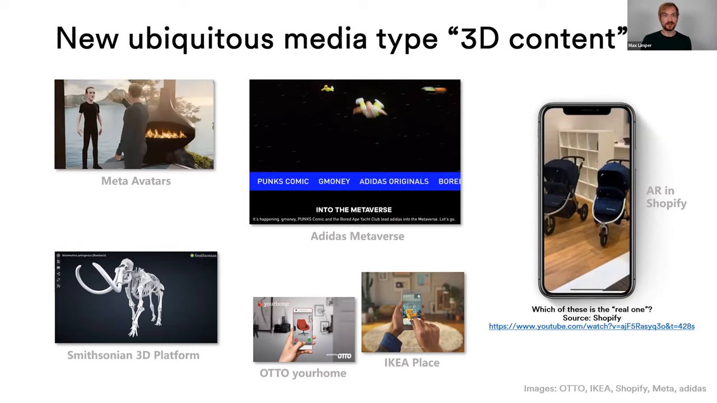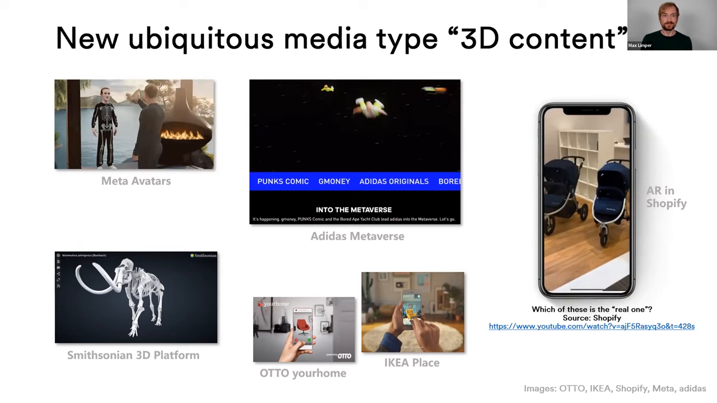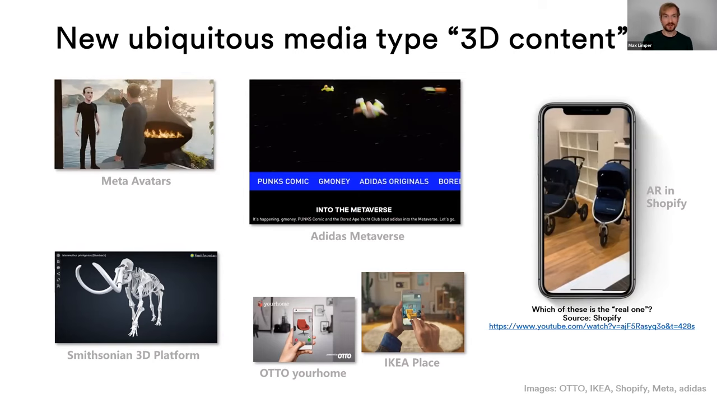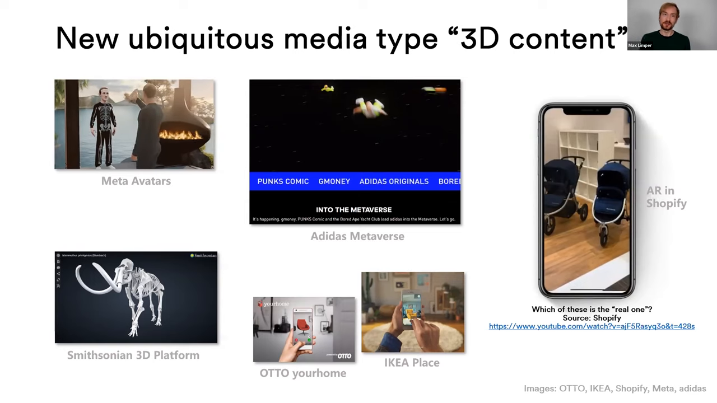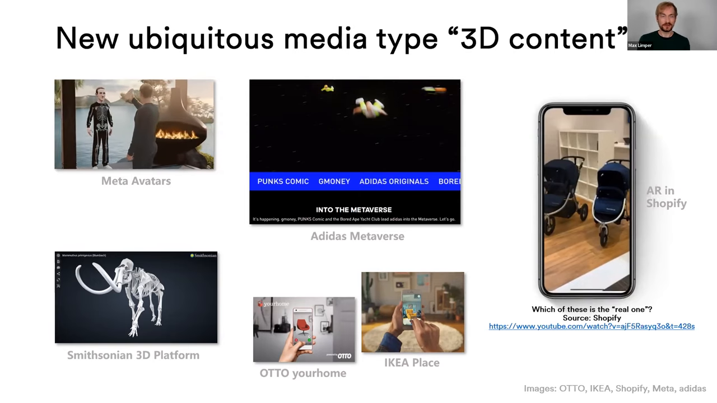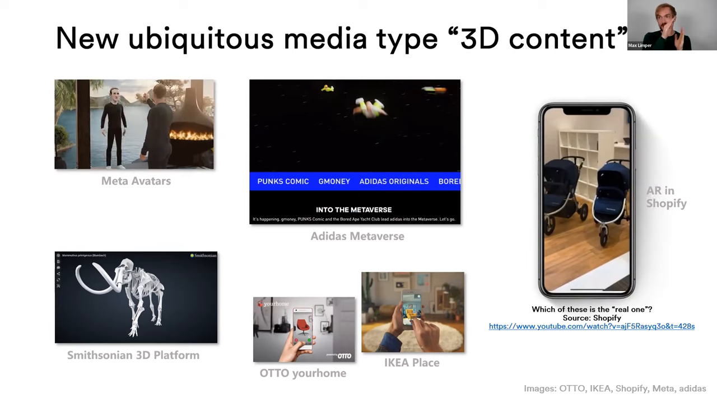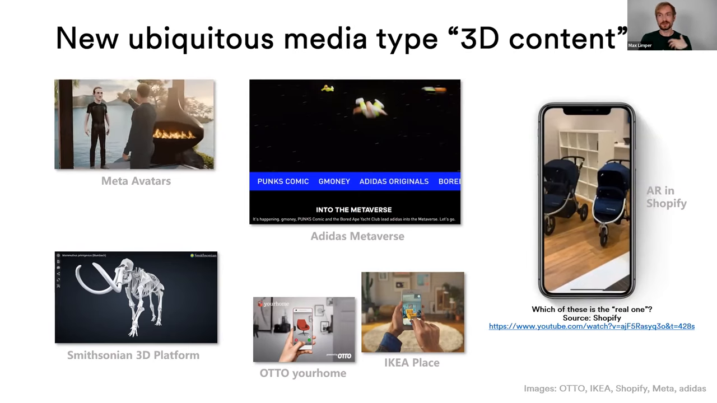And on the right-hand side, you can also see a pretty cool example from Shopify, where you have two baby strollers next to each other. And the question is, which of these is the real one? If you are interested in learning about it, watch the video by Daniel Beauchamp from Shopify, where he resolves it. The key point here is that it's really hard to tell which one is the real one and which one is actually a fake one that's just existing in the camera picture here, because it's an AR model.